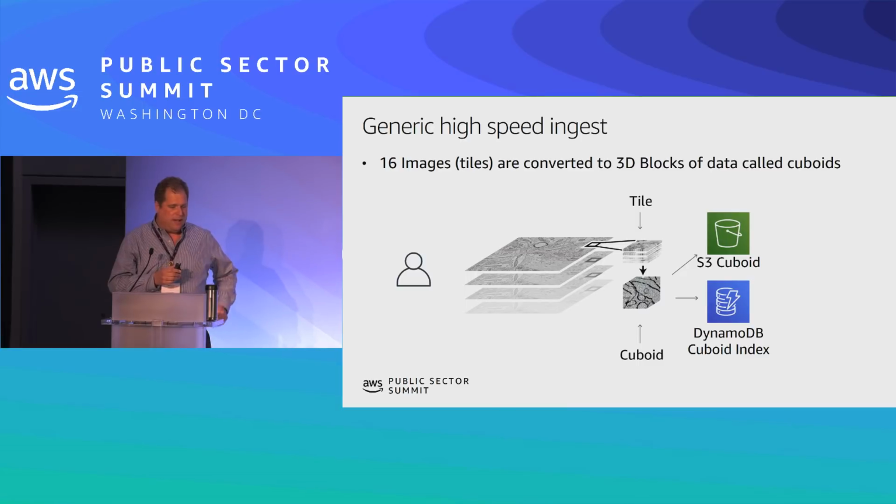High-speed ingest. We have several images. The client will have several tiles that they want to upload, but that's not the format we want it in. We want it in cuboids, stored in S3, with a DynamoDB index of the information.